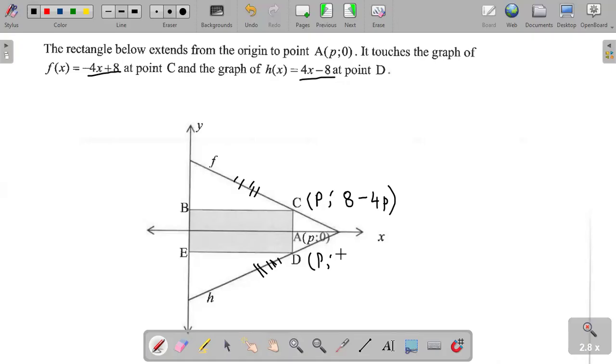And then that one is going to be 4p minus 8. So now, if we want CD, we're going to subtract these two Y values, isn't it? We're going to subtract these two Y values like that.